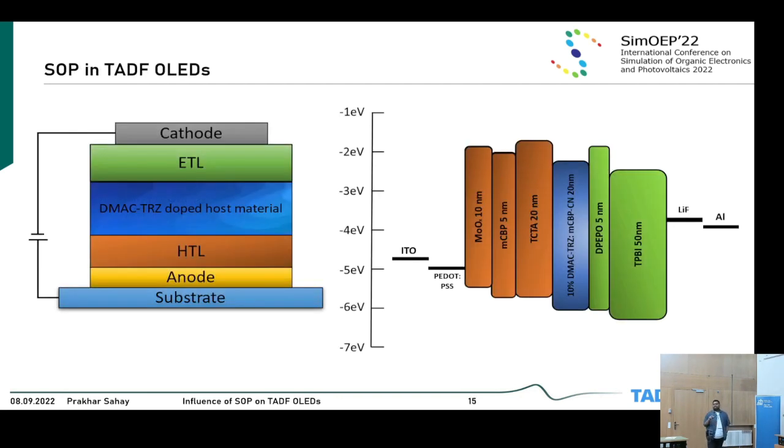Here we have the structure of a device where we had the anode as usual, and then a hole transport layer. Then we have our DMAC-TRZ doped host material, and then ETL and cathode. This is the kind of stack that we used. We used molybdenum oxide, mCBP and TCTA as our hole transport side. Then we had our DMAC-TRZ in mCBP-CN as our EML, and then DPEPO and TPBi as our electron transport side, with lithium fluoride and aluminum as our cathode.